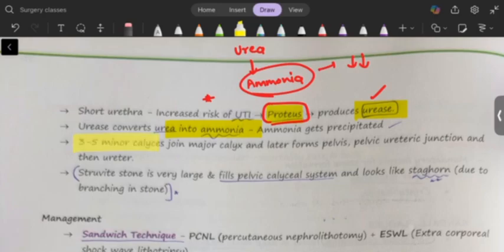So 3 to 5 minor calyxes join major calyx and later forms pelvis, pelviureter junction and then ureter.